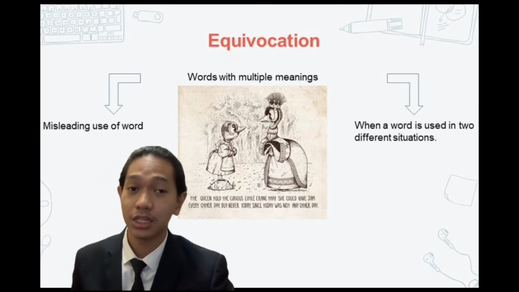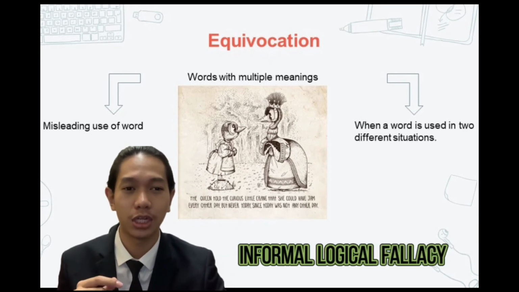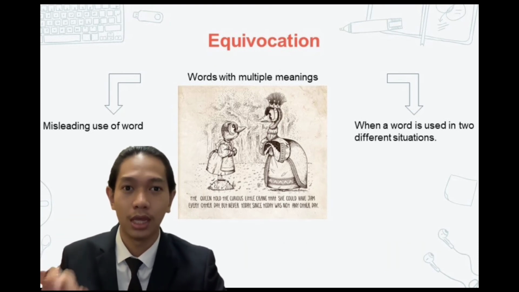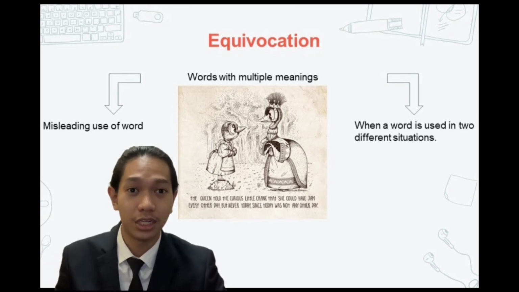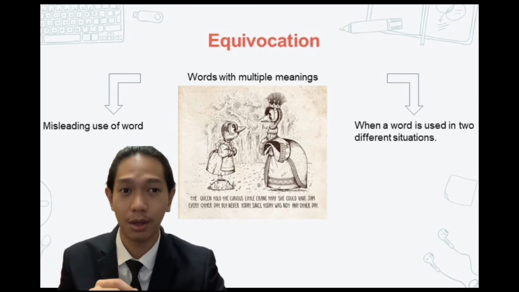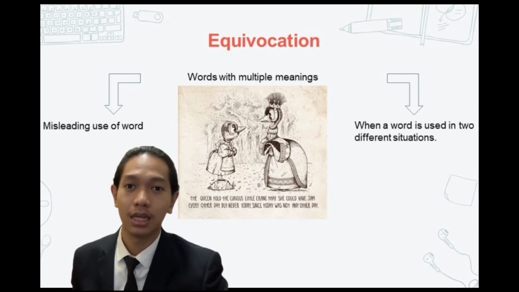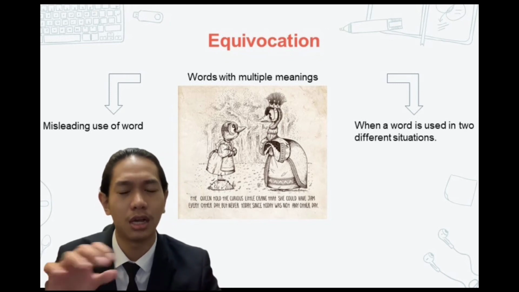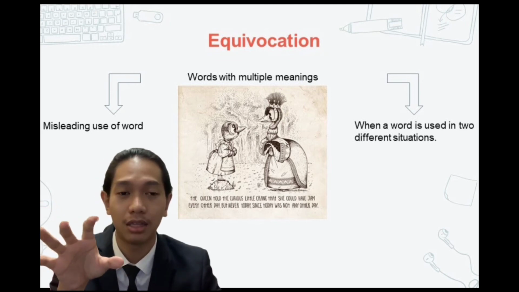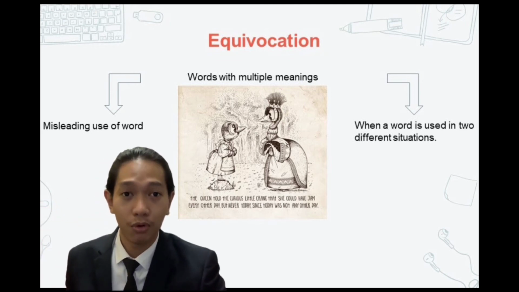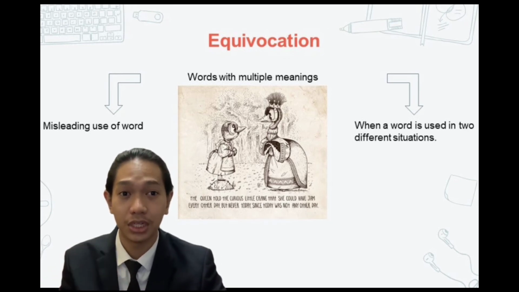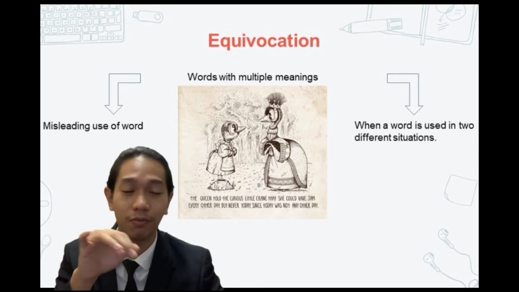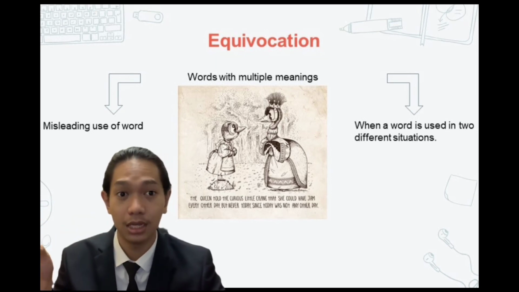Swiftly moving on to the next fallacy, and it is equivocation. Now, equivocation is classified as an informal logical fallacy, also known as doublespeak. Equivocation is the misleading use of a term with more than one meaning or sense. It generally occurs with polysemic words, meaning words that have different meanings. Moreover, the fallacy of equivocation occurs when the conclusion of an argument depends on the fact that a word or phrase is used either explicitly or implicitly.